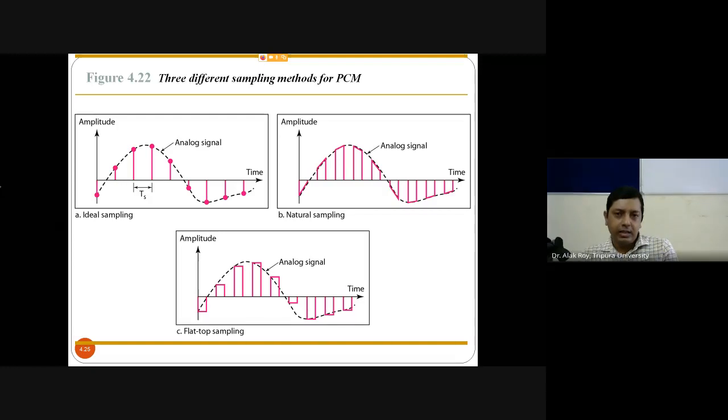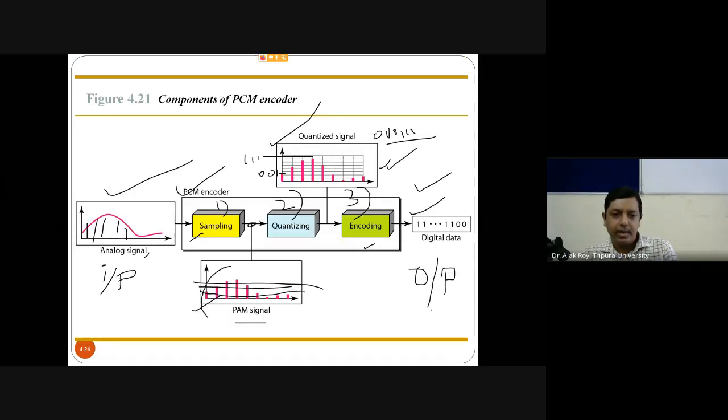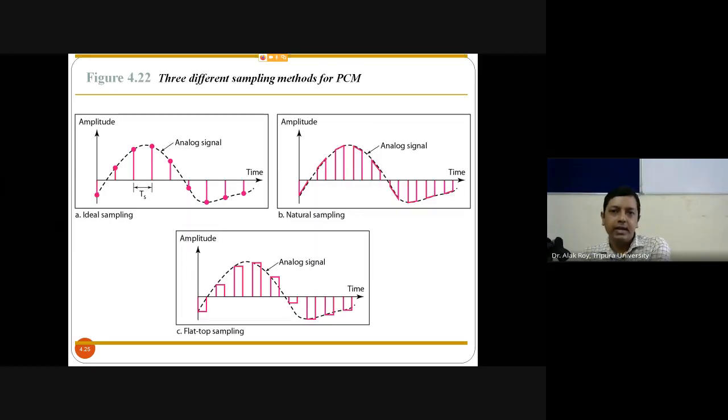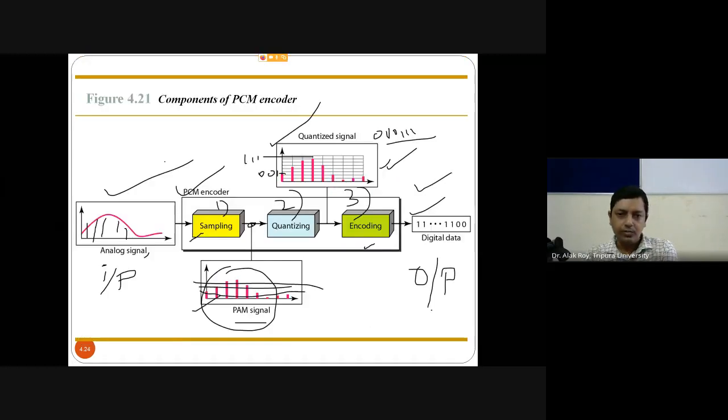If you are still not able to understand what PAM is, let's revise it in the form of this slide, where it says that for PCM we have ideal sampling, natural sampling, and flat top sampling techniques. In the ideal sampling technique, it will just measure the peak values like this. For the analog signal, only at the time difference TS, it will measure the values and give them as input to your quantizer.